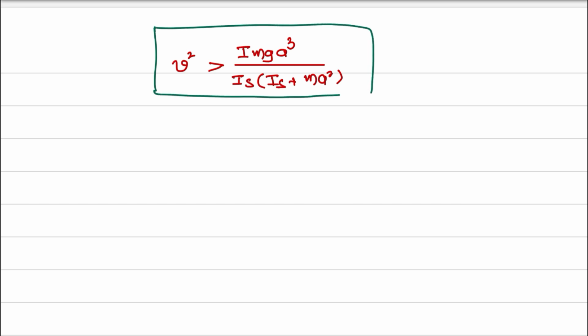V square should be greater than I into mg a cube divided by Is into Is plus m a square. This is the formula, please remember. For toppling, the minimum velocity should be this much.